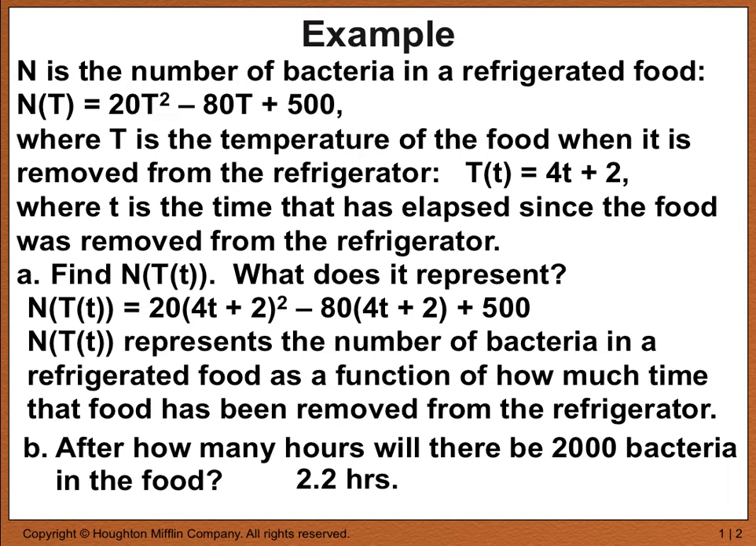You should have gotten this simply by setting 20 times 4t plus 2 squared minus 80 times 4t plus 2 plus 500, setting all that equal to 2,000. Then you just need to solve for t. And there is some kind of tedious algebra in all of that, but you should be able to do that by now. And if you're a little bit rusty on your algebra, well, this is a good time to practice. You can practice with this example. If you got the wrong answer, try and do it over again until you get the right answer.